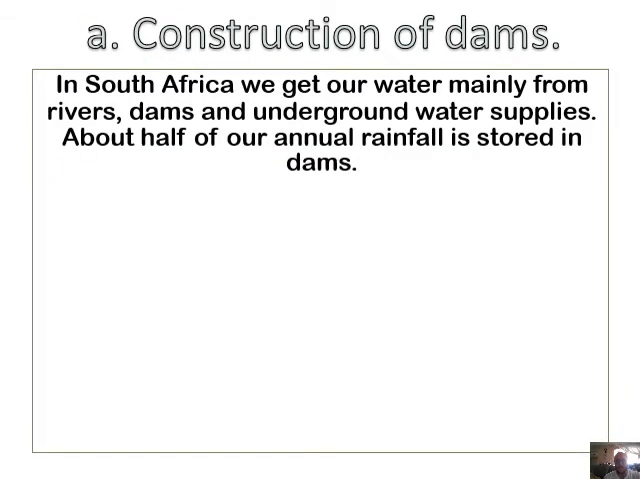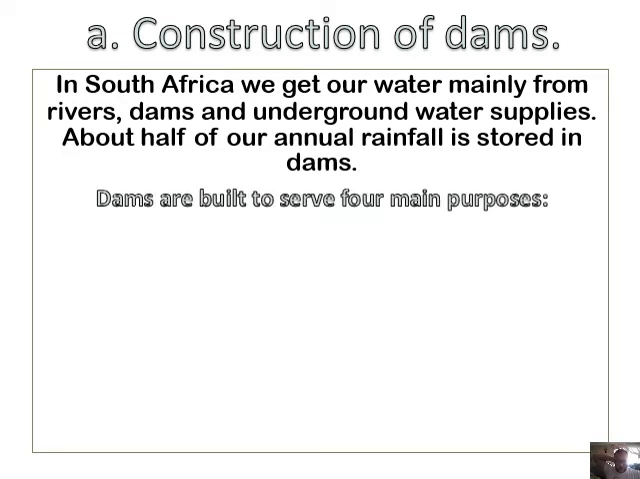So let's look at the construction of dams. In South Africa, we get our water mainly from rivers, dams, and underground water supplies. About half of our annual rainfall is stored in dams, which is insane. Imagine all the water within a year, and half of that is just in a dam. And remember that dams are generally connected together by rivers as well.